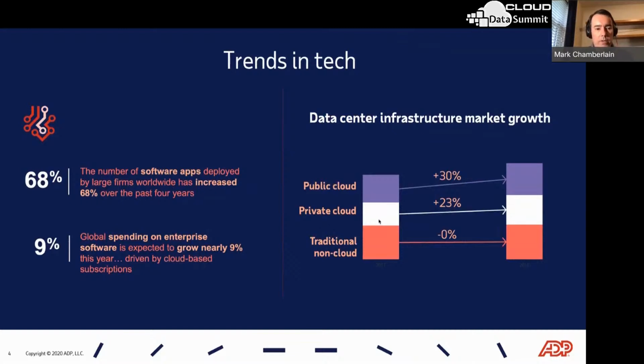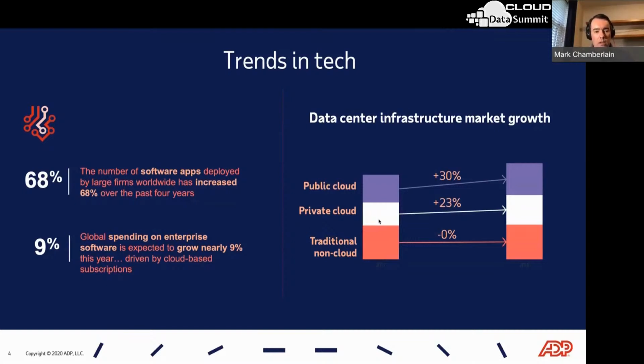So going back to the software side, the first one, the number of software applications deployed by large firms worldwide has increased by 68% over the past 4 years. So there's a lot of software being written and deployed by large companies over the past 4 years. And you could probably say a lot of that has to do with the digital transformation that's happening. There's a lot of companies that are looking at how to go through and transform digitally in order to pivot and change to meet the needs of their customers.